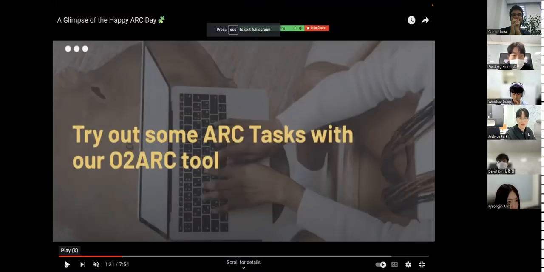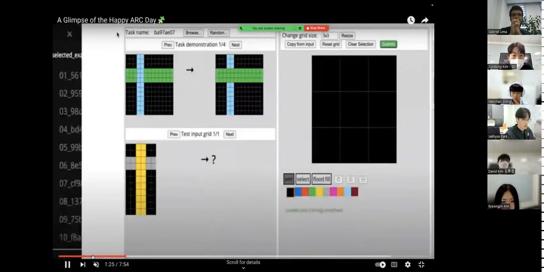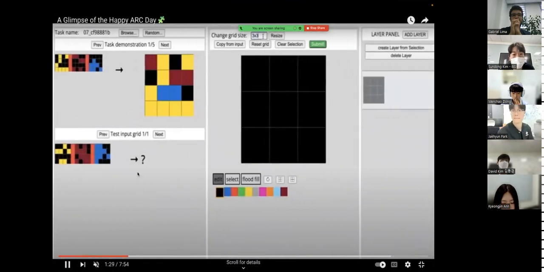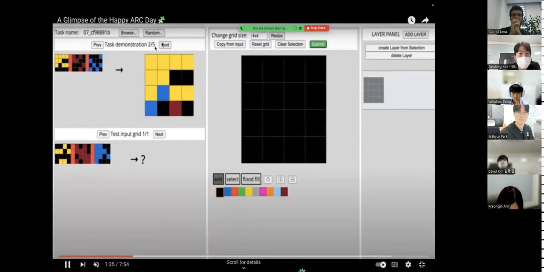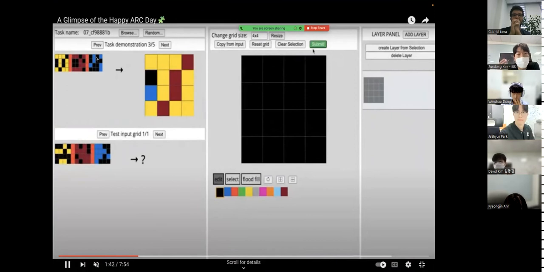Can you see the video here? So this is how we solve the problem by using the tool. On the left-hand side, you can see some examples. There are 5 training examples. And this is how a human can find the problems and patterns inside these examples.